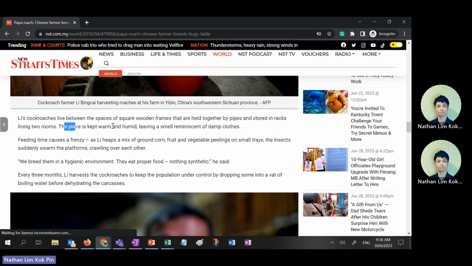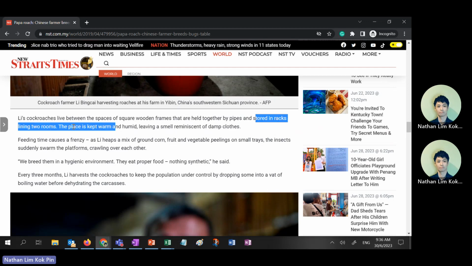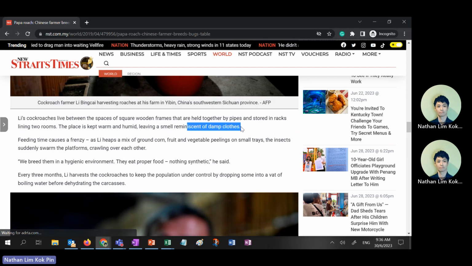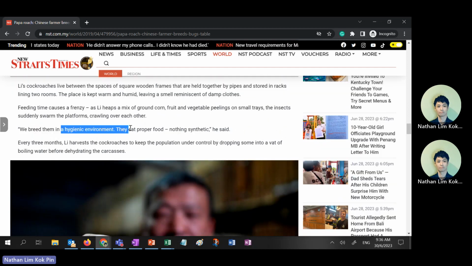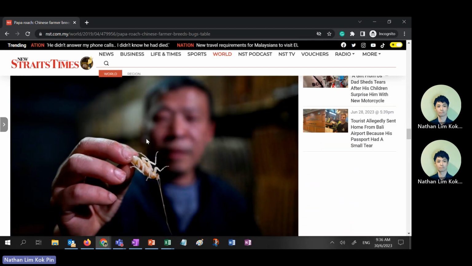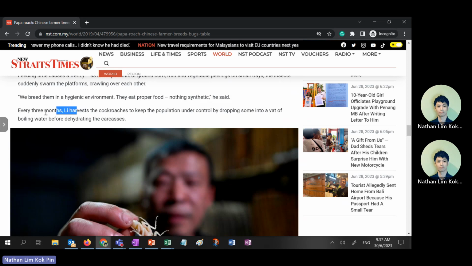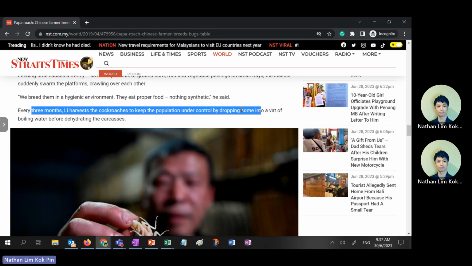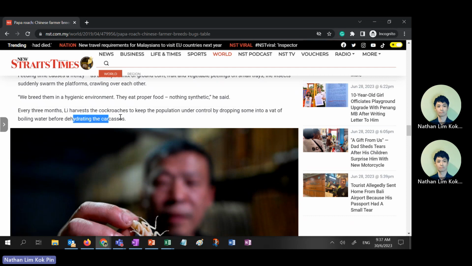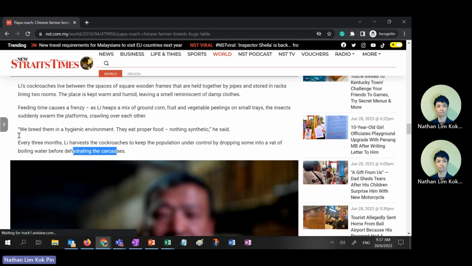So you see, you just need what? A small room stacked with racks and damp cloths. That's all. Damp cloths, I can easily get a recycled cloth and put some water. Hygienic. Eat proper food, nothing synthetic. So you can harvest every 3 months. You can harvest the carcass every 3 months using boiling water.